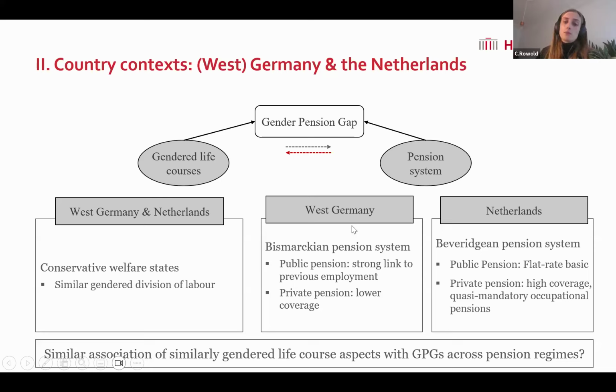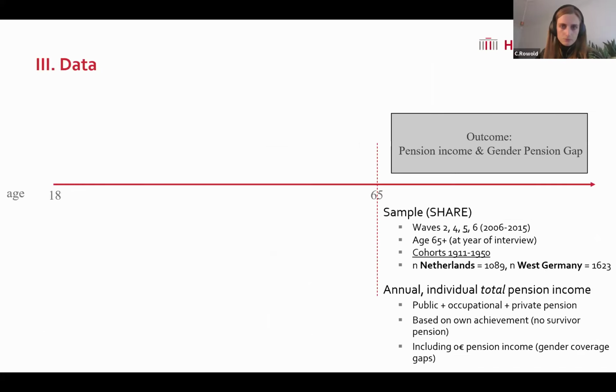So in West Germany, we have a Bismarckian pension system where public pensions are really strongly linked to employment and even earnings. Private pension coverage is pretty low. And in the Netherlands, almost all residents receive a quite generous flat-rate basic public pension, but that is flanked with a really high level of private, especially occupational, pensions. So the idea here was to look at to what extent I find similar associations of those similarly gendered life course aspects with gender pension gaps across these very different pension regimes or systems.